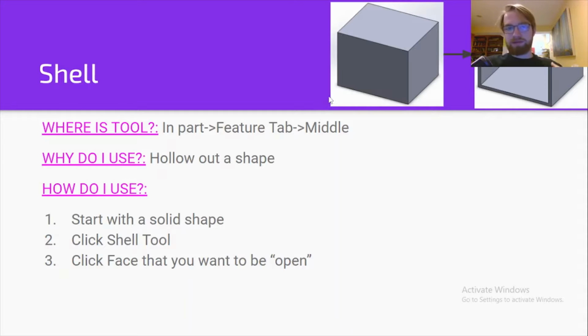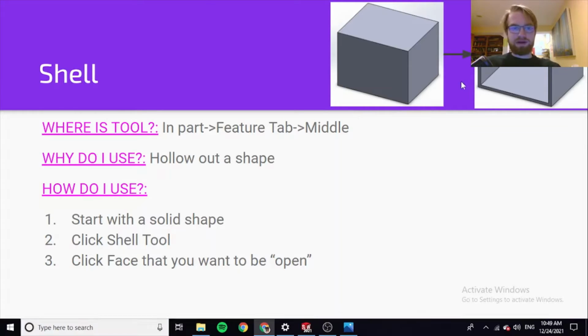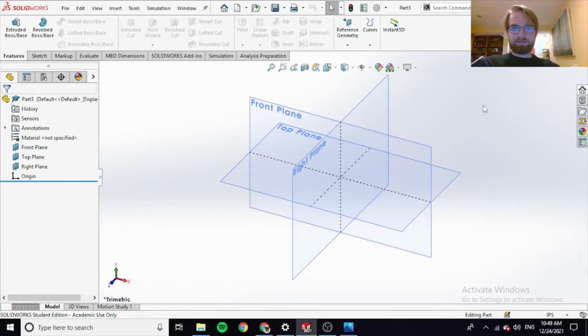So what I mean by open, just to clarify, is see in this top right hand corner how we went from the solid block to this hollow shape. This front face that's kind of facing us, that's the open face. So which face do you want to have no material at all is basically what that's talking about. Now let's just demonstrate it.